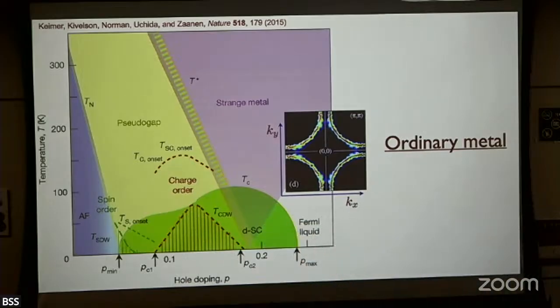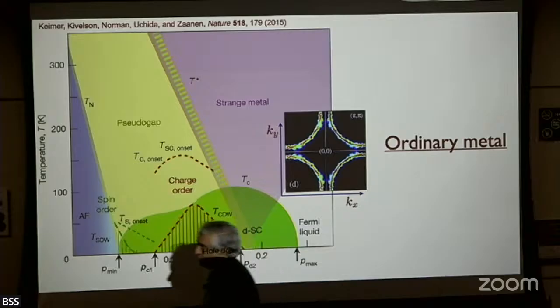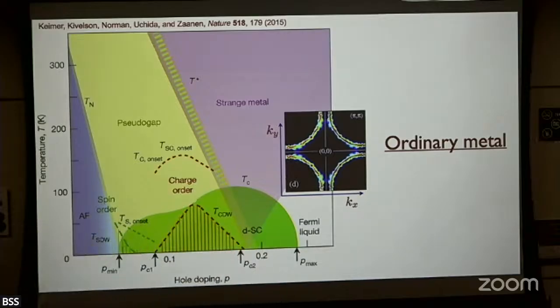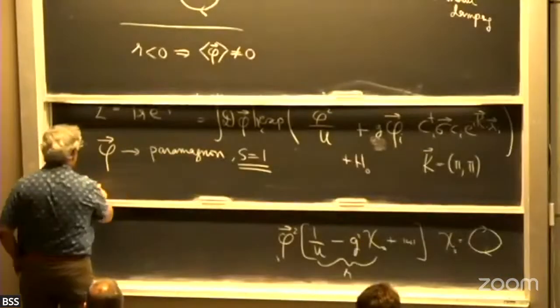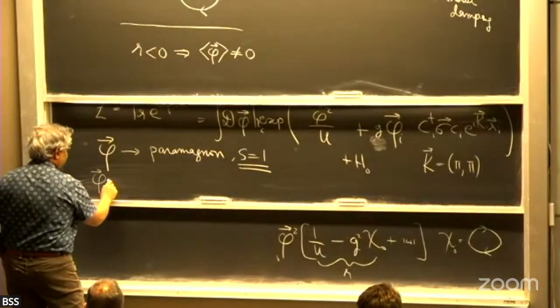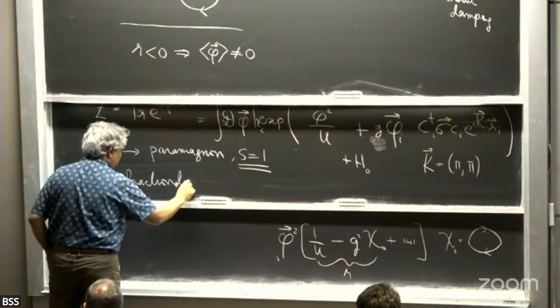Okay, so what I'm going to present is another idea that's also been around for a long time, but I think we now are able to apply it in a much more systematic way, which is that you need something highly non-perturbative to understand the pseudogap. And the key, one way to say it, which I'll now talk about, is that this must fractionalize.